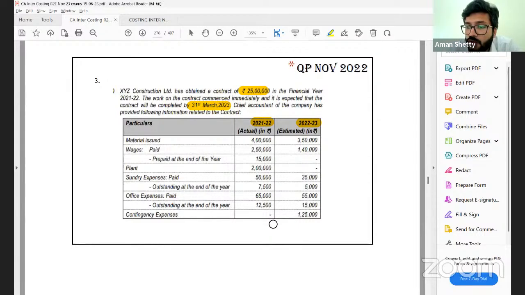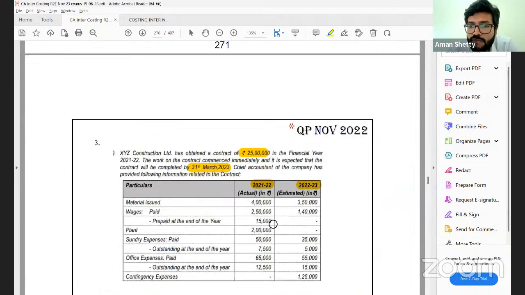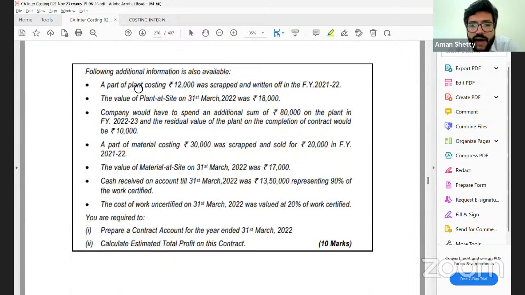A similar kind of problem was your practical question, which I discussed last time and gave as homework. This is your question paper, actually. A part of the plant costing rupees 12,000 was scrapped. A lot of adjustments are given here. All this we have done in the class.